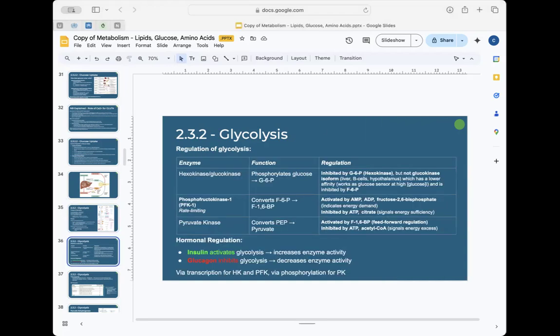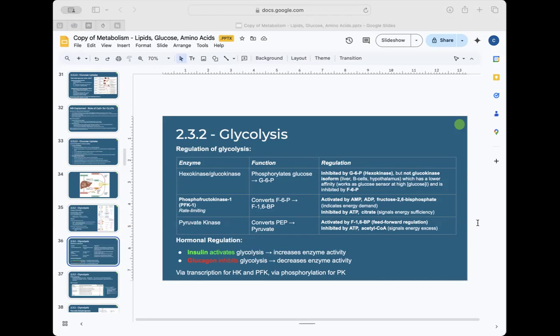Right. Regulation. How do we control this pathway? There's going to be 3 key enzymes. So we've got hexokinase or glucokinase that starts the process. Hexokinase is inhibited by its product, which is G6P. Glucokinase is found in the liver and pancreas, and it acts like a glucose sensor.